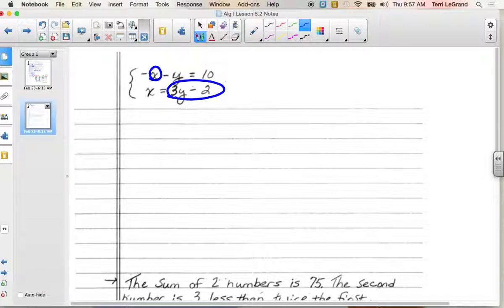The second equation is solved for x, isn't it? Remember, does it matter which one? No, we don't care. So it's saying x is the same as 3y minus 2. So we have to put it into our other equation, but before we do that, we're just going to write that other equation down, and we're going to make it more user-friendly. How do you think we can make that other equation more user-friendly?